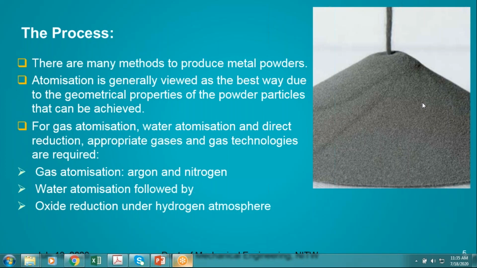In that process, we are using gas atomization, water atomization, or direct energy reduction. We have to use appropriate gases for the gas atomization technique. Either we can go for argon gas or nitrogen gas. Even in water atomization, you can follow with water quenching during the solidification of the molten pool. We will discuss how the production takes place for gas atomization and water atomization in further slides, as well as oxide reduction under hydrogen transfer.